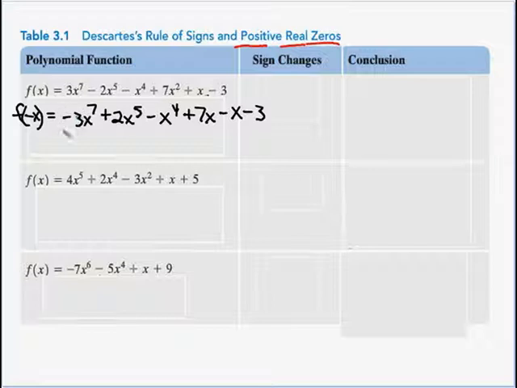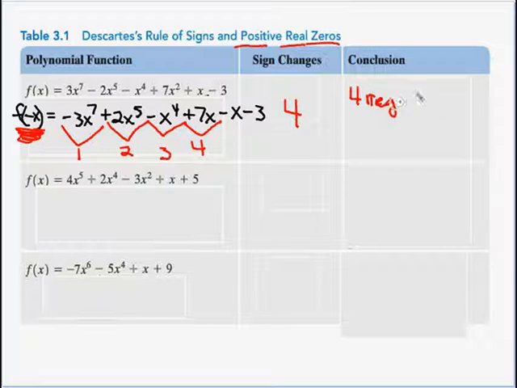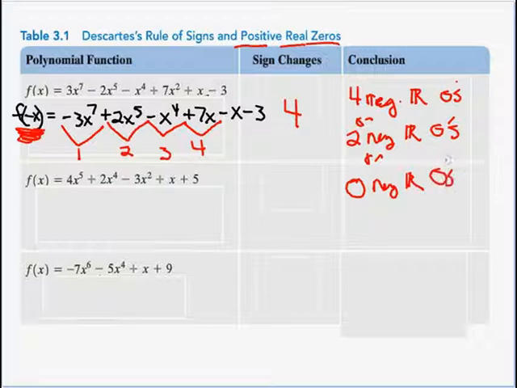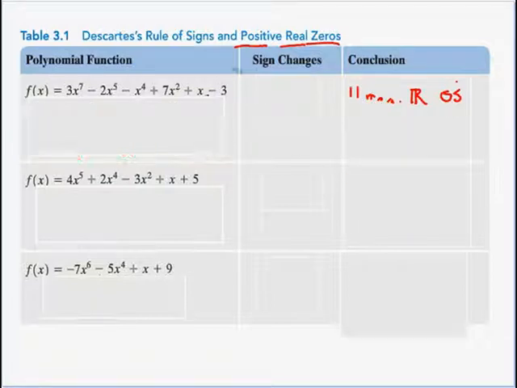Let's count those sign changes. Here's 1, and then 2, 3, 4. So since we found f of negative x, there were 4 sign changes, so there would be 4 negative real zeros, or 2 negative real zeros, or 0 negative real zeros. Alrighty.